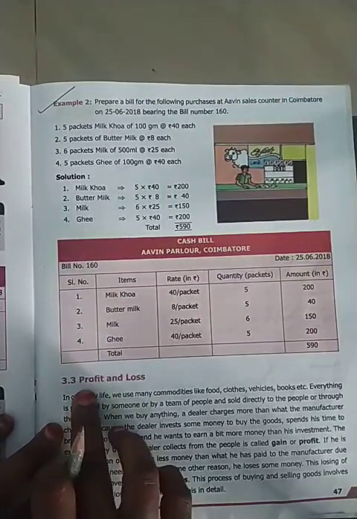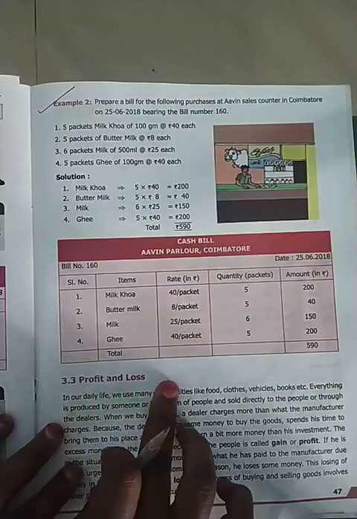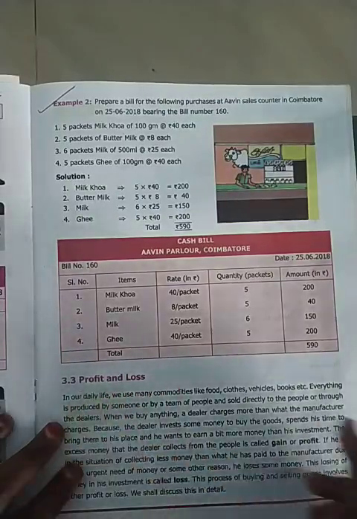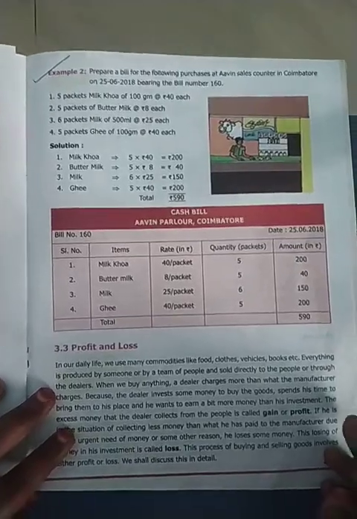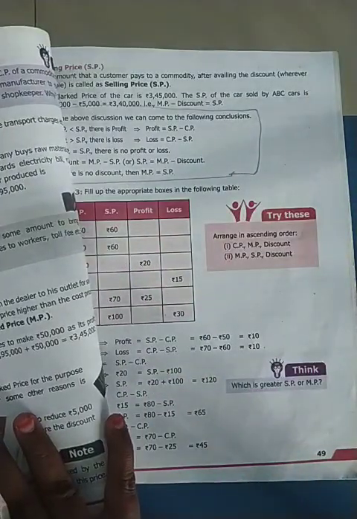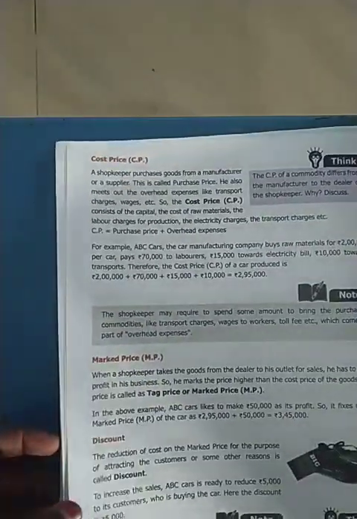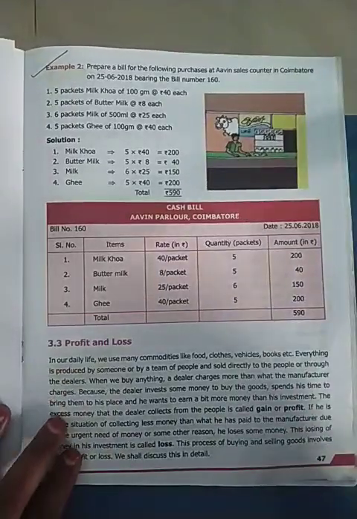Obviously, if there is profit, then somewhere there must be a loss. So that is what we are going to talk about: profit and loss. We are going to see what is the cost price, then the market price, the discount, the selling price and all.